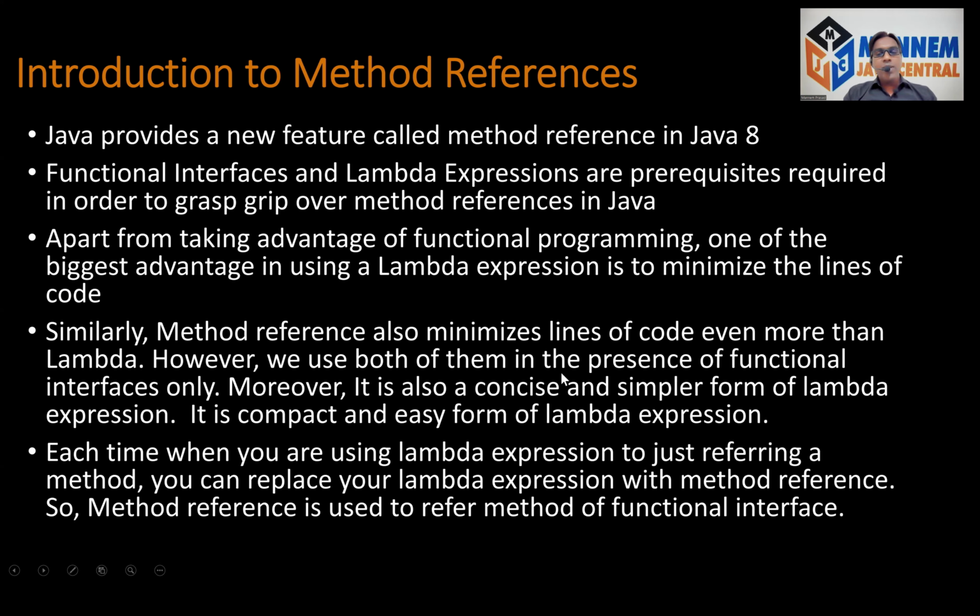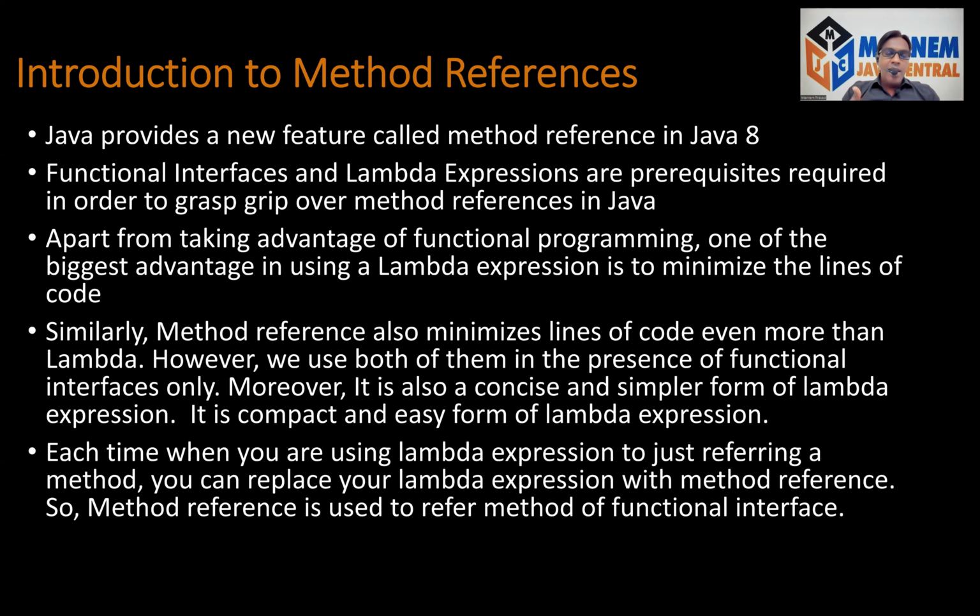However, we use both of them in the presence of functional interfaces only. As I already told you, these method references are an extension to functional interfaces and Lambda expressions. So while implementing the code for functional interfaces, you have to keep functional interfaces in your mind, and only then provide implementation to those functional interfaces using Lambda expressions. As I already told you, method references are extensions of Lambda expressions.